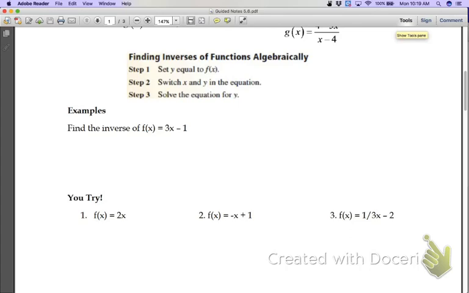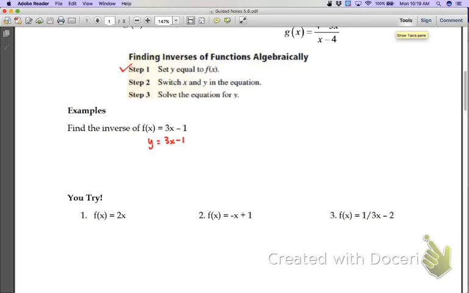So on the first one, step 1 says find the inverse of f of x equals 3x minus 1. The first thing I'm going to do is change f of x equals to y equals 3x minus 1. Step 1 is complete. Now, step 2 says to switch the x and the y in the equation. It didn't say anything about the numbers associated with it. It just said switch the x and the y.